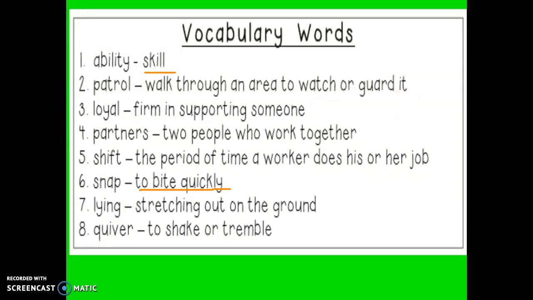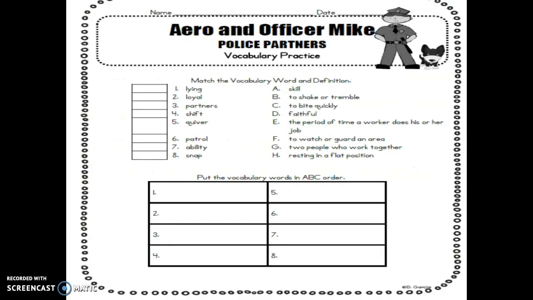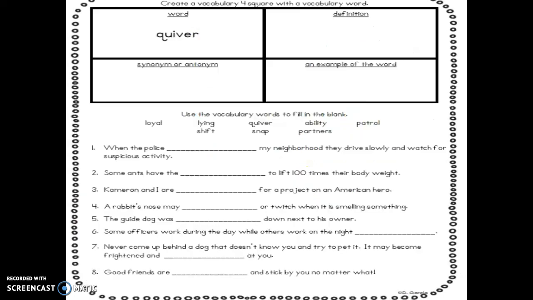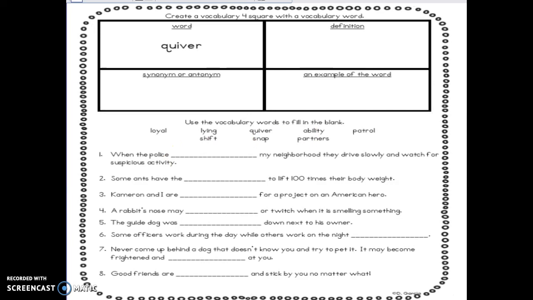Alright, so now that we know our words, you guys are going to complete your vocabulary practice. Okay, match your words to the definition. At the bottom of the page, you're putting your words in alphabetical order. And on the back, you're going to complete a 4-square for the word quiver. And at the bottom, you're just finishing the sentences using the vocabulary word that would complete the sentence best.